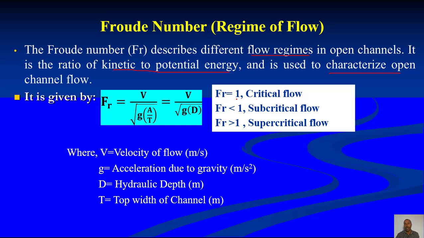So if the Froude number is 1, it is critical flow. Otherwise, if it is less than 1, subcritical flow, or if it is more than 1, supercritical flow. V is velocity of flow, G is acceleration due to gravity, D is hydraulic depth, and T is top width of the channel.